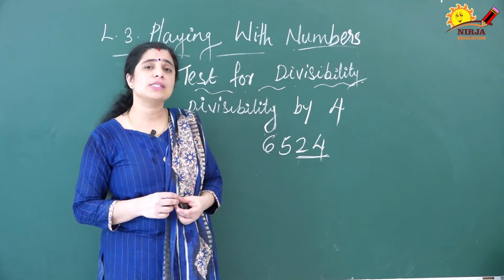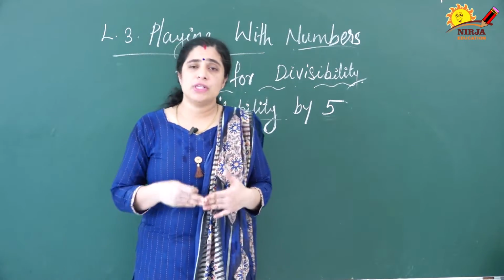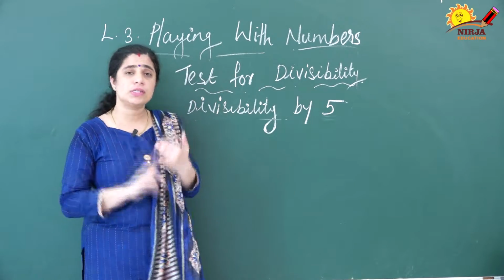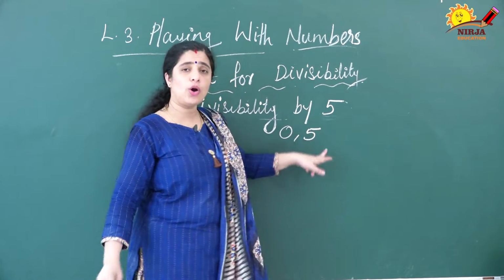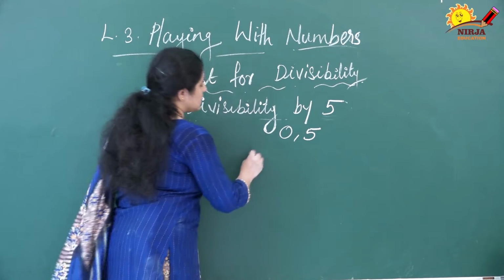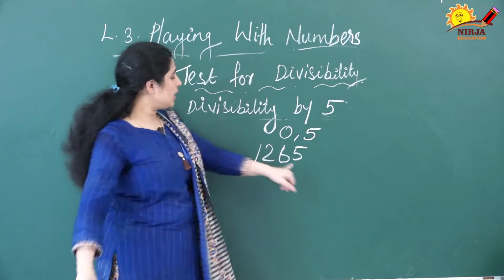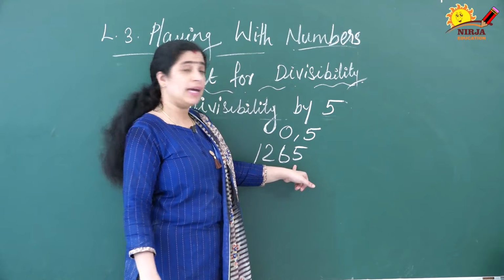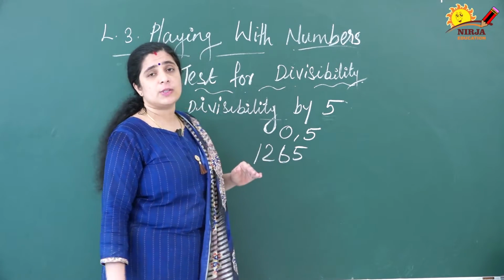Next we are going to discuss the divisibility by 5. To check the divisibility by 5, you have to check the number in the ones place. If the number in the ones place is 0 or 5, then that number is divisible by 5. Suppose I am writing 1265. Here you can see the number in the ones place. Which number is there in the ones place? Yes, 5 is there in the ones place. So this number is divisible by 5.